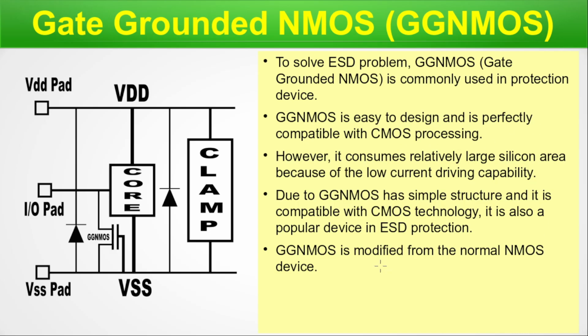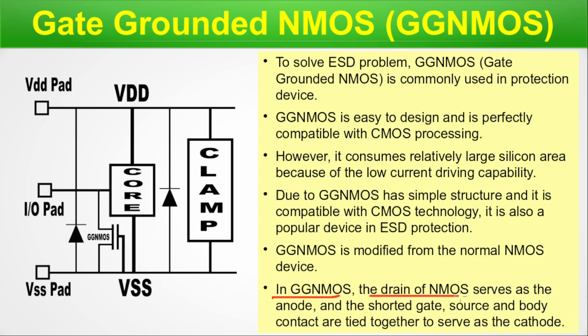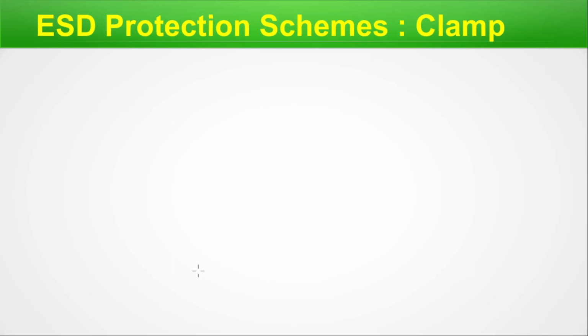GGNMOS is a modified form of the normal NMOS device, as we can see here from the schematic. In GGNMOS, the drain of the NMOS serves as the anode, and the shorted gate, source and the body contact are tied together to serve as a cathode. This is the structure you can see from the schematics, and this is very simple to understand. We are done here. Let's move on to the next slide.